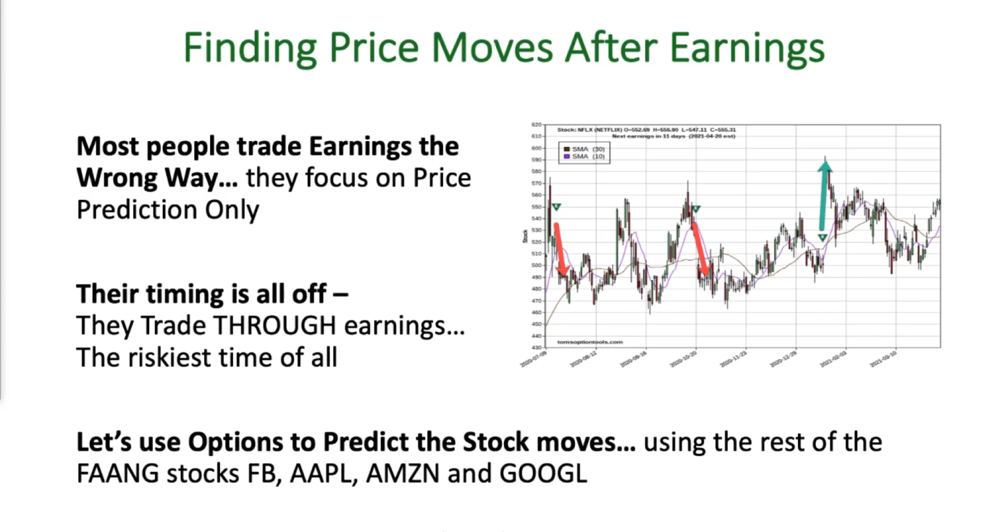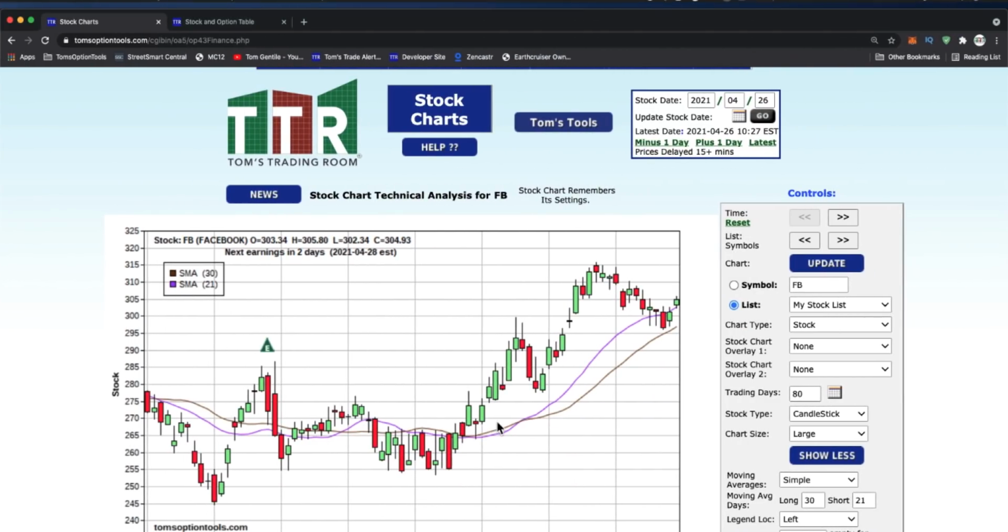But if you want to trade through earnings, if you want to get an idea of what the stock is going to do after earnings, I'm going to show you how you can use options to do that right now. And we're going to predict the stock moves, get a predictive range of the stock using the rest of the FANG stocks, which are reporting this week. That's Facebook, Apple, Amazon, and Google, using a very, very simple way of doing this that almost nobody knows how to do, and it involves options. So let's push through. I'll show you what I'm talking about.